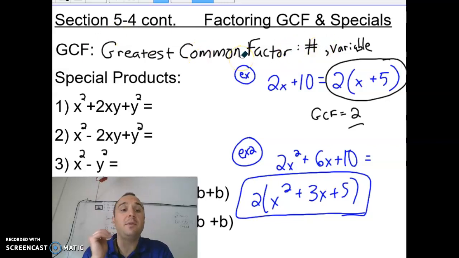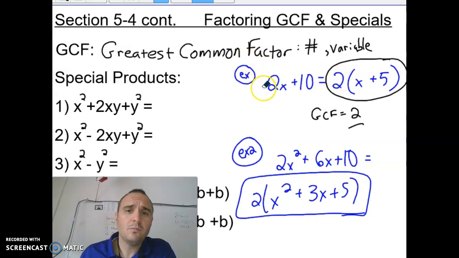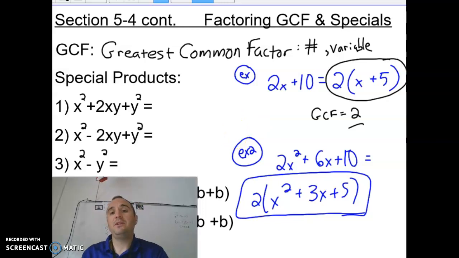Greatest common factor can be a number or a variable or a combination of numbers and variables. For instance, example 1 here, 2x plus 10. The answer is 2 times the quantity x plus 5. So the GCF is actually the 2. I gave another example here: 2x squared plus 6x plus 10. Again, take a 2 out of everything, and then 2 divided by 2 is 1x squared, 6x divided by 2 is 3x, and 10 divided by 2 is 5.